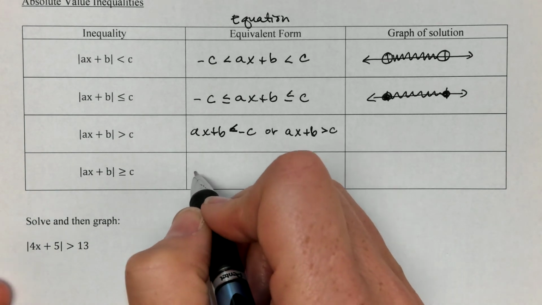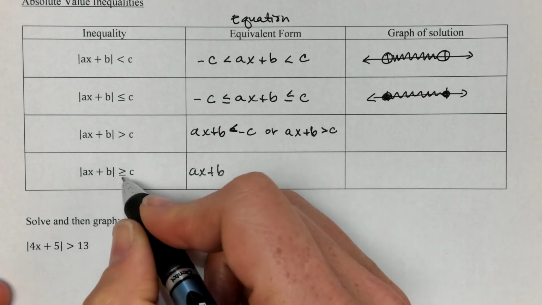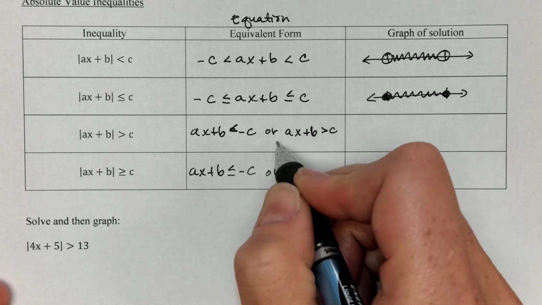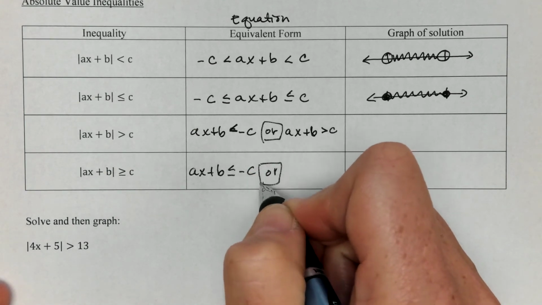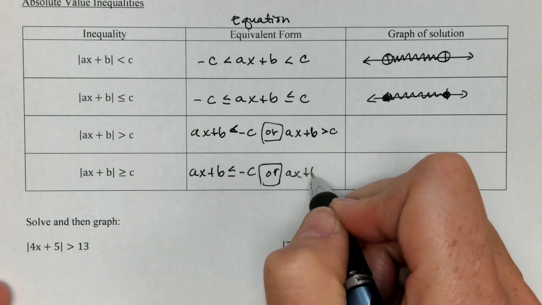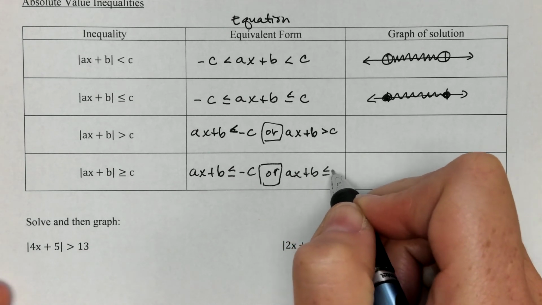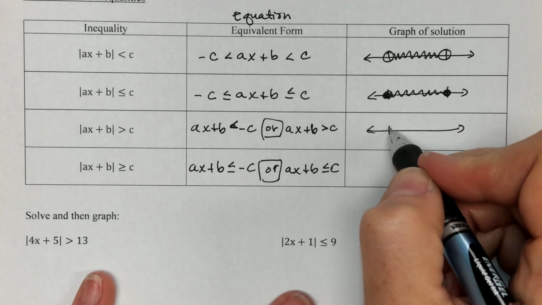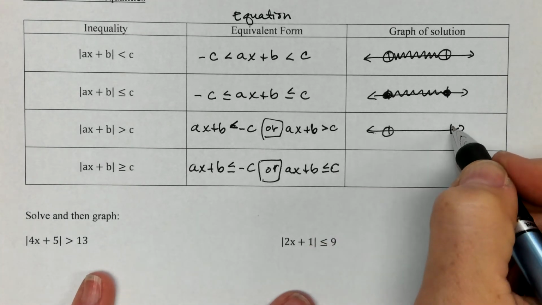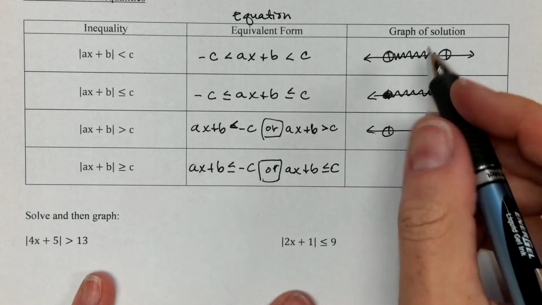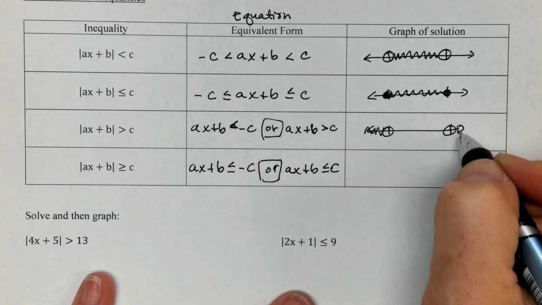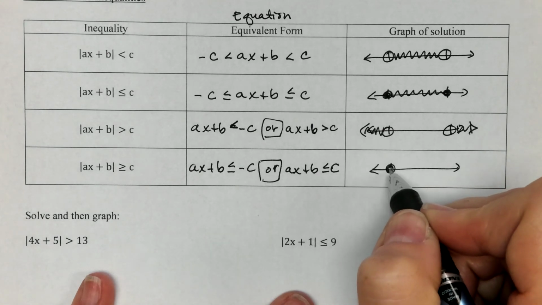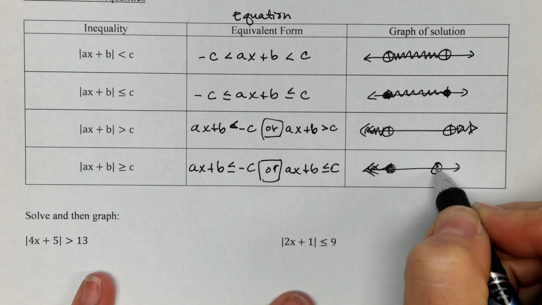And then the same thing, you just happen to have the equal sign. So we'll be less than or equal to negative c, or, I'm going to kind of highlight that, ax plus b is less than or equal to c. So what does that look like? These are the ones that go away from each other. So this one, because it's a greater than or a less than, it'll just be open, and we're either that way or we're this way. The other one is just with filled in circles, but still going in the same direction.